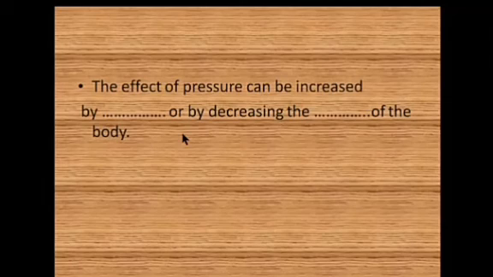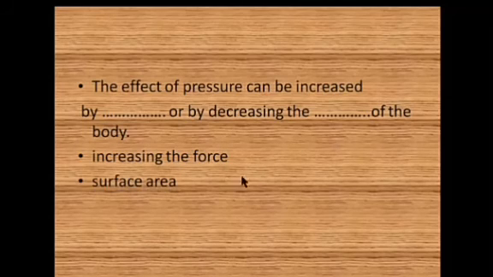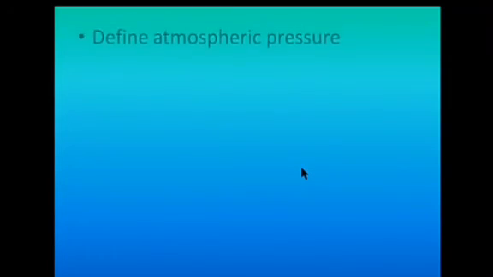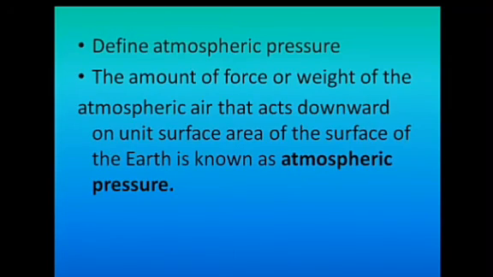Question number 3. Effect of pressure can be increased by dash or by decreasing the dash of the body. Increased by increasing the force or by decreasing the surface area of the body. Question number 4. Define atmospheric pressure. The amount of force or weight of the atmospheric air that acts downwards on unit surface area of the surface of the earth is known as atmospheric pressure.